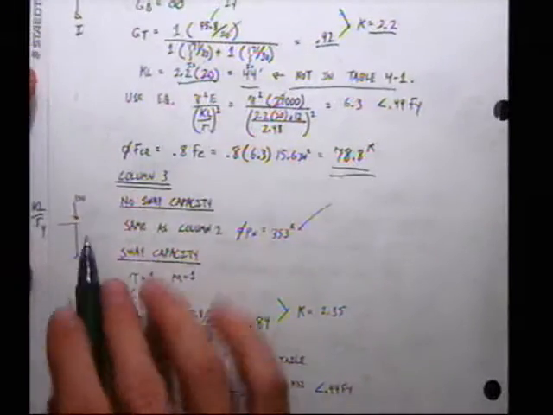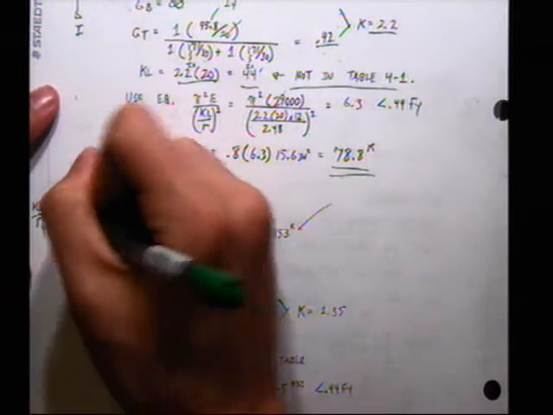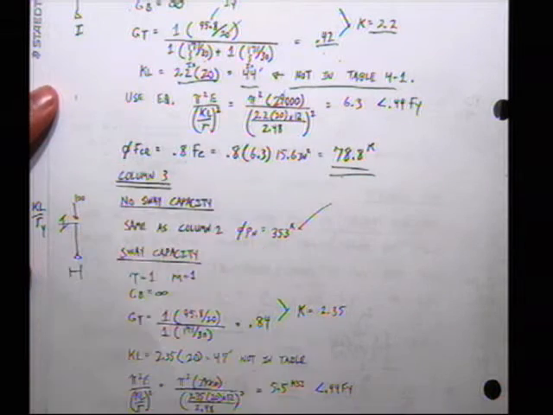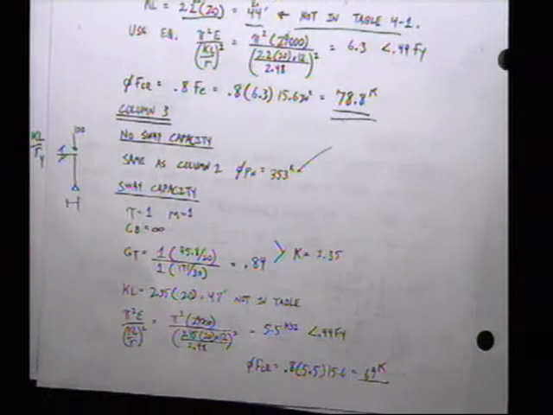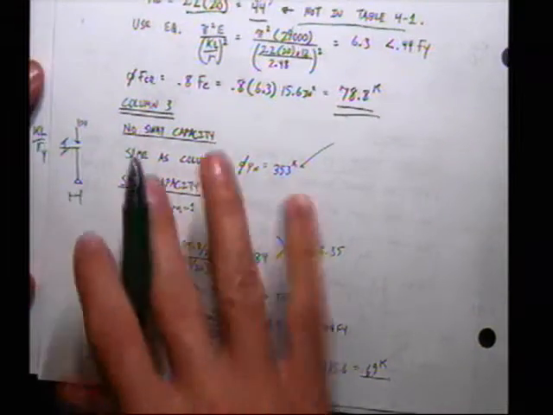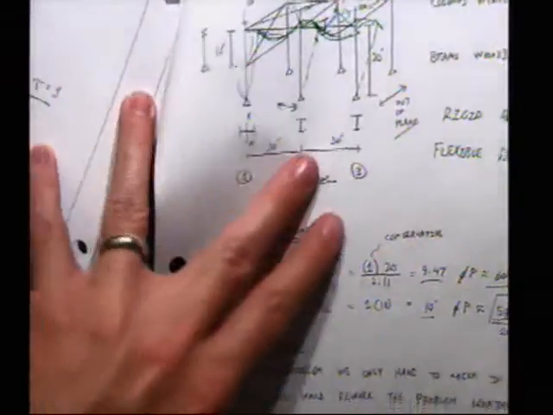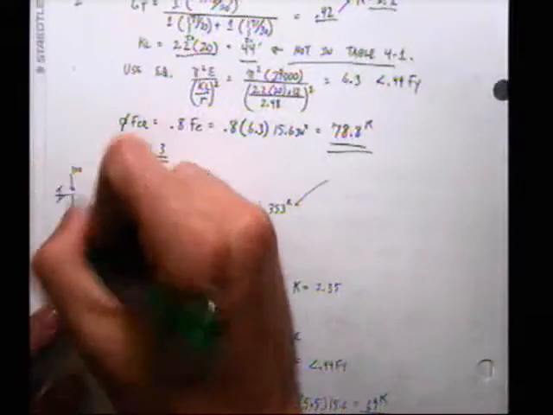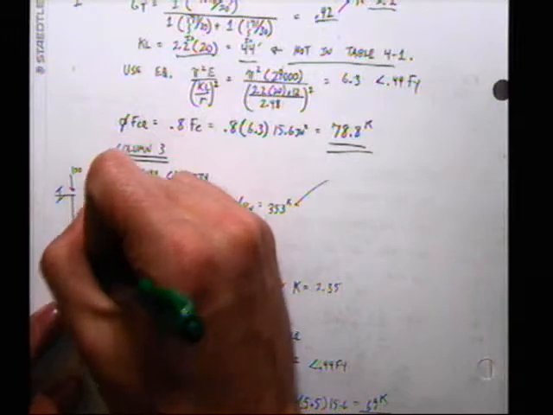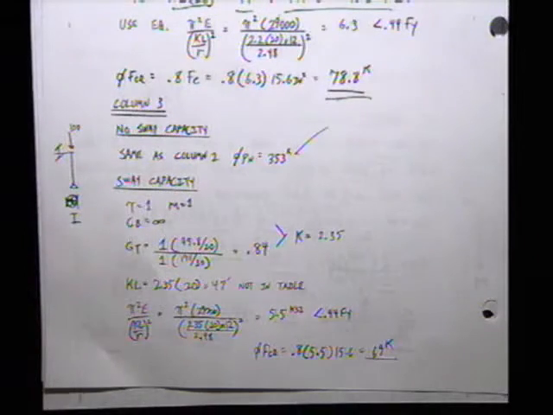I redrew my little column here. I know this is going to look like this, and I believe this is going to look like that, right? That's how it's oriented. How did I get that? It's given, right? Oh, I drew it wrong. Good thing I checked. That's wrong. Looks like that. Always good to check.